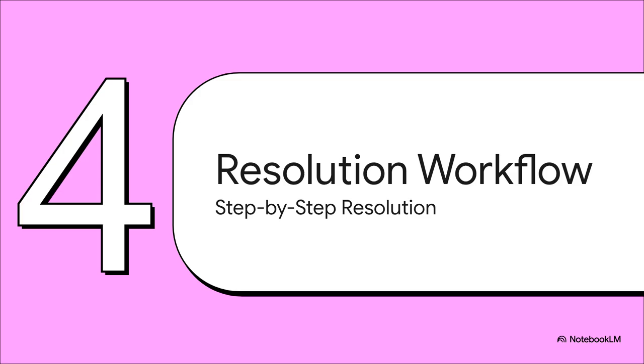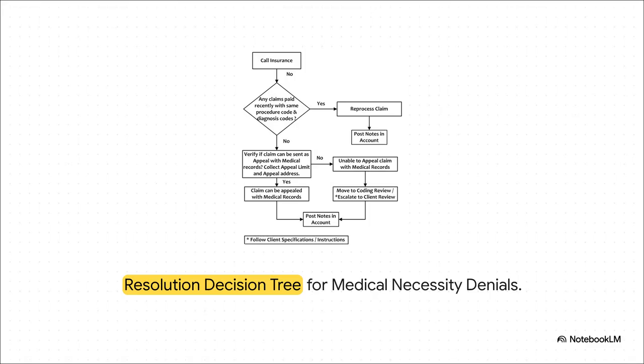Which brings us to Section 4, our step-by-step resolution workflow. We're going to look at some decision trees and scenarios. This right here is basically your core troubleshooting map. You always want to start with a very simple question. Were any claims paid recently with this exact same procedure and diagnosis code? If yes, boom, you call the payer to reprocess. If no, you check if the claim can be appealed using medical records. It's a really logical, highly structured path to getting a resolution.